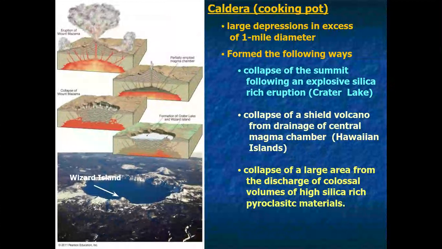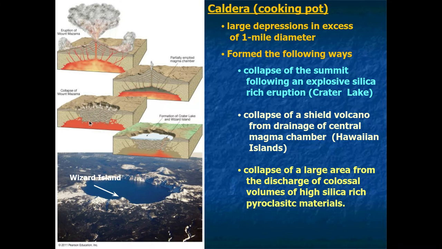And calderas form in various ways. And I have listed here the following ways. Really, a caldera represents a collapsed summit, top of the volcano, following typically an explosive, rich type of eruption. And this example I'm showing you here is Crater Lake, for example. And you can see that this makes the composite cone right here. And then the composite cone explodes, and then it collapses.